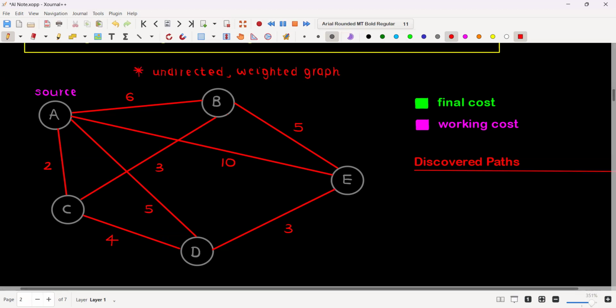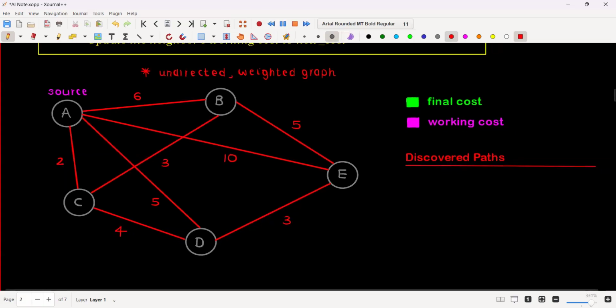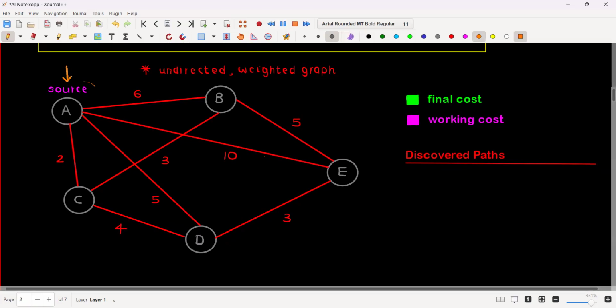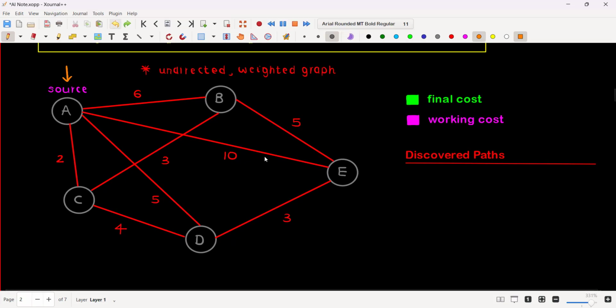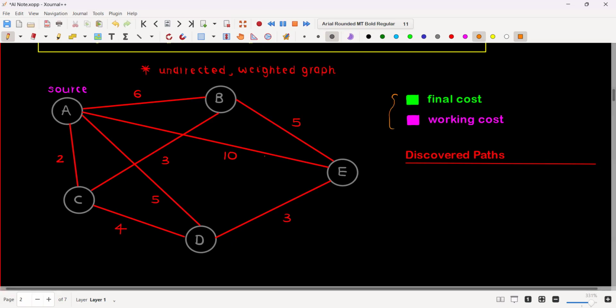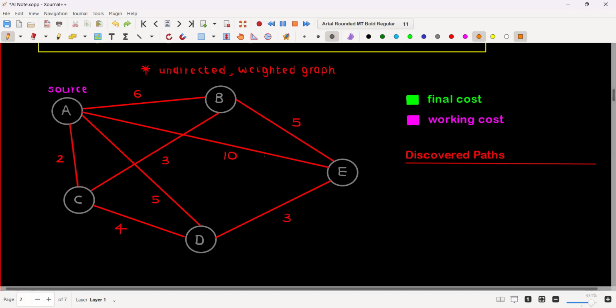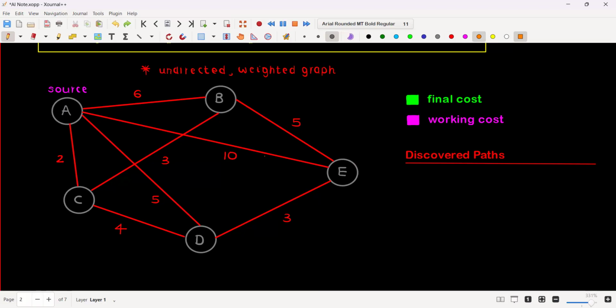Perfect. Now let's understand how Dijkstra's algorithm helps us find the shortest path from the source node, which has a nice label called source, which is node A, to every other node in the graph. Please ignore these final cost, working cost labels and the discovered path label. I'll explain them to you as we go on with the algorithm. Right. Now, keep in mind, we are starting at the source and our goal is to find the shortest path to every other node.